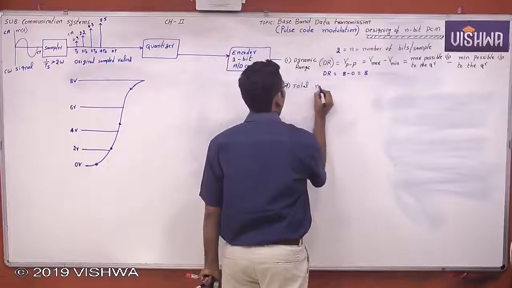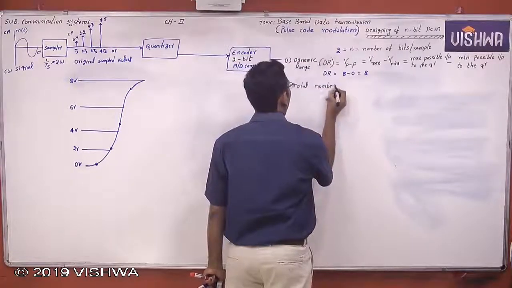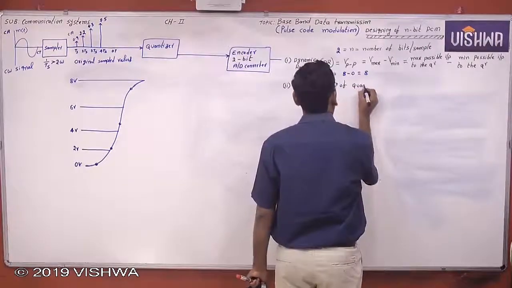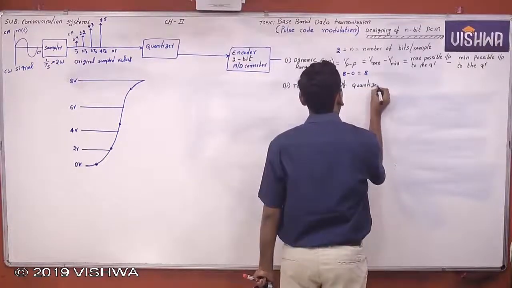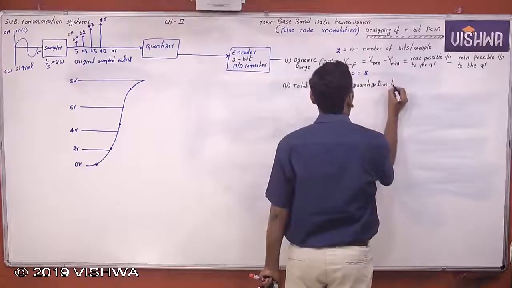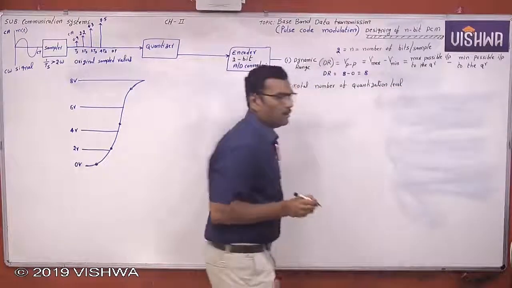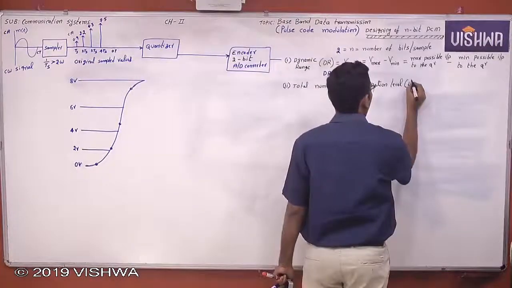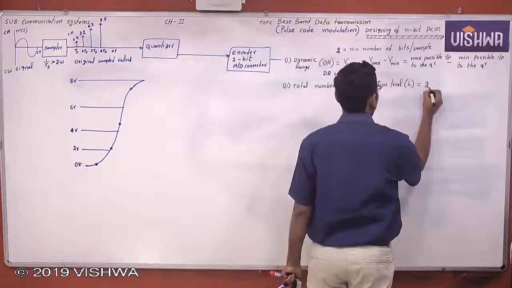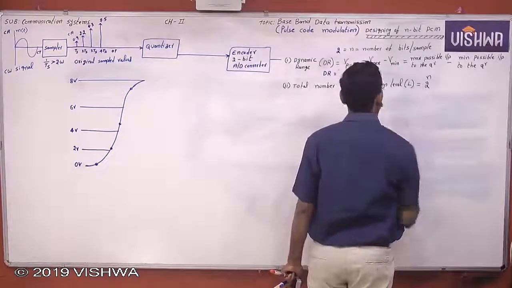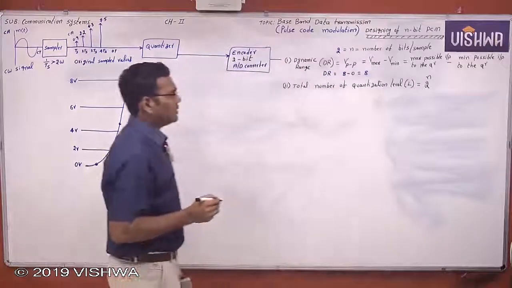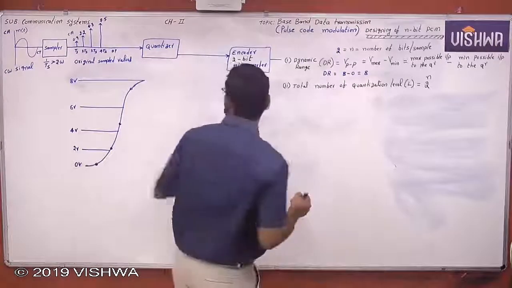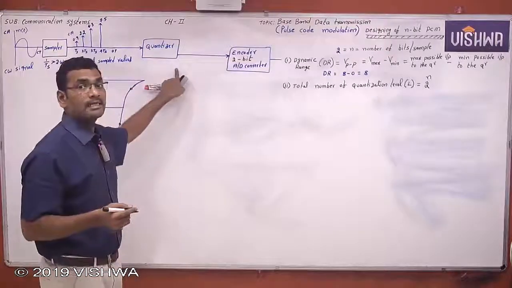Total number of quantization levels. We require the number of quantization levels, represented by capital L. The number of quantization levels is always a power of 2 power n. So the number of quantization levels L is equal to 2 power n. Okay, because you know this sample value is rounded off to the nearest quantization level.